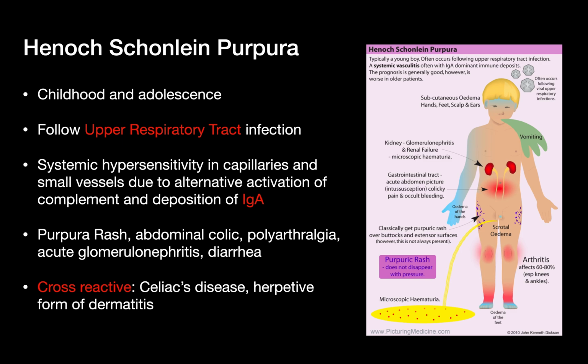Henoch-Schonlein purpura occurs in childhood and adolescence, and it follows an upper respiratory tract infection. It's characterized by the hypersensitivity of the capillaries and the small vessels due to IgA. There's going to be rash, edema of the hands, scrotal edema, usually because it's infecting a young boy. And diarrhea, polyarthralgia, and acute glomerulonephritis is going to be the most important.